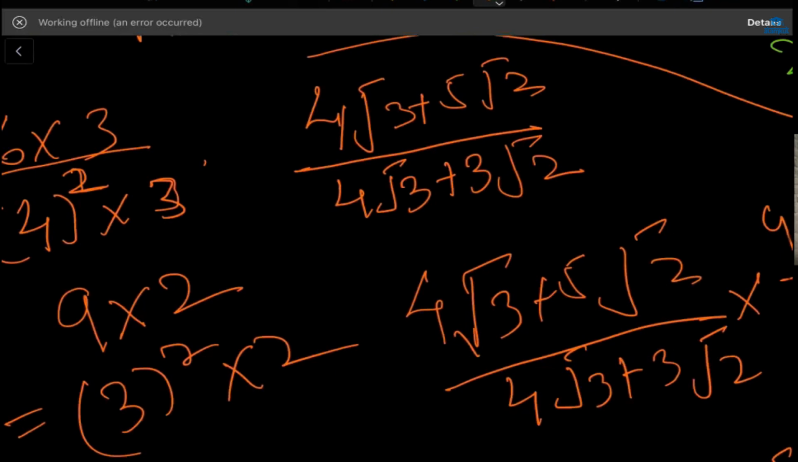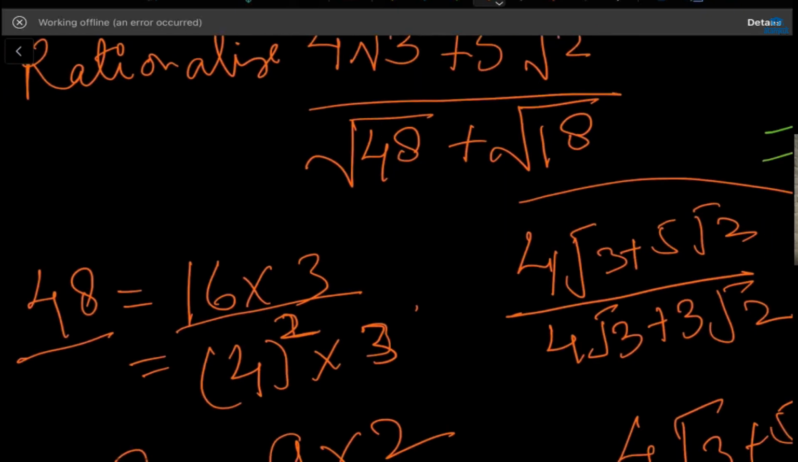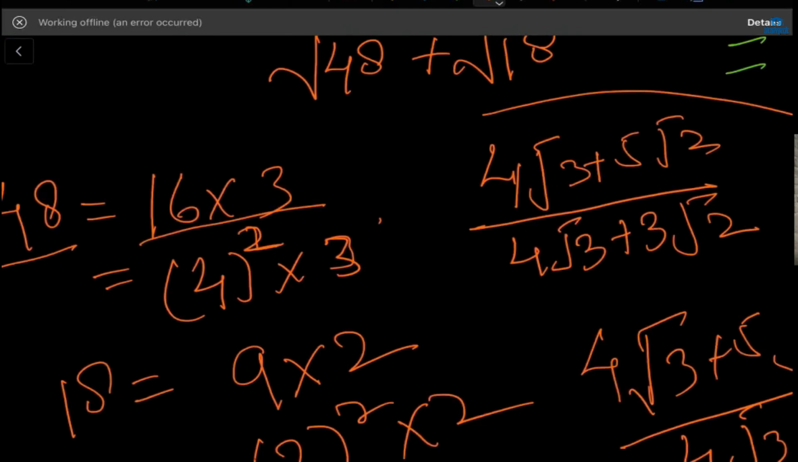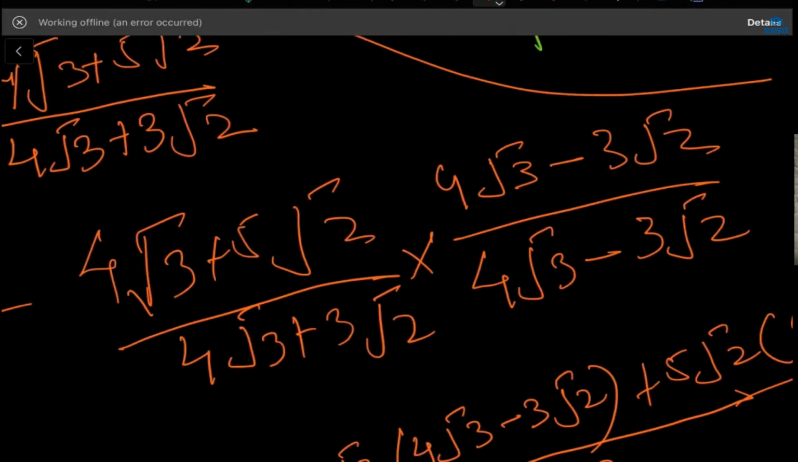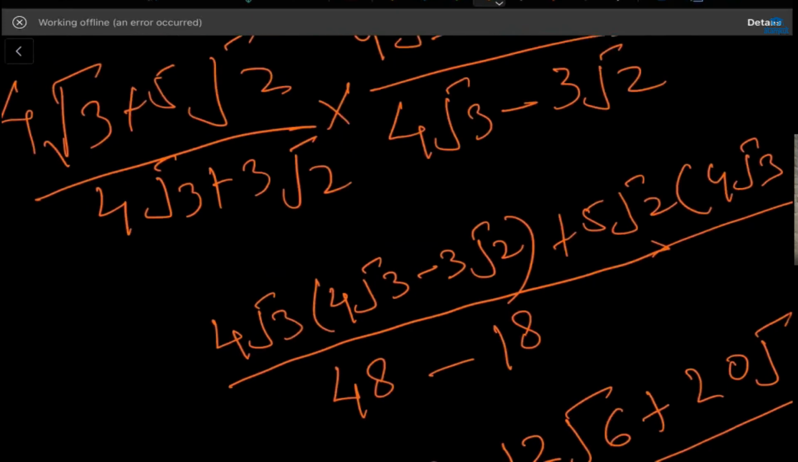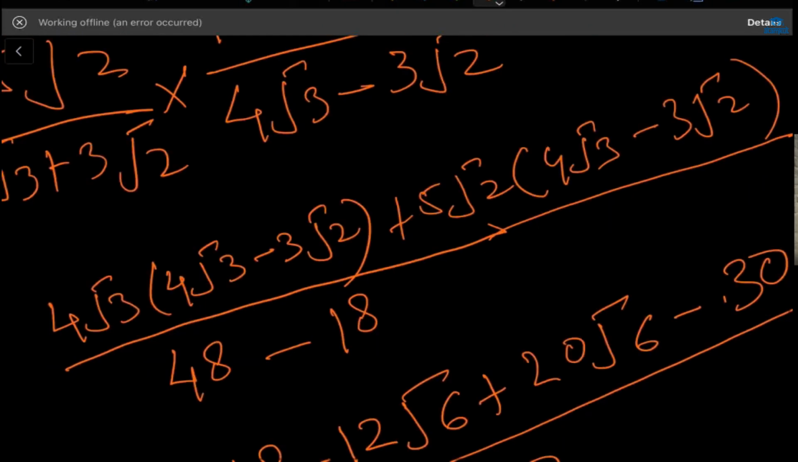Everyone, I have simplified this value of (4 root 3 plus 5 root 2) divided by (root 48 plus root 18). I have simplified root 48 as 4 root 3 and root 18 as 3 root 2. Now the conjugate of 4 root 3 plus 3 root 2 will be 4 root 3 minus 3 root 2. On multiplying with the conjugate, in the denominator you will get 48 minus 18, and in the numerator you will multiply 4 root 3 with the whole value of 4 root 3 minus 3 root 2, plus 5 root 2 multiplied by 4 root 3 minus 3 root 2.